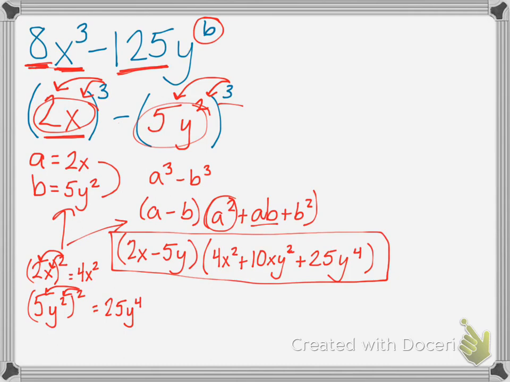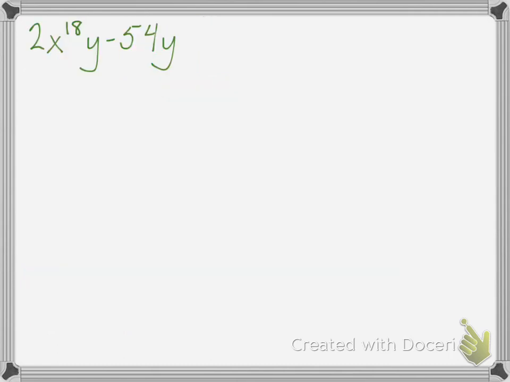Okay, all right, let's move on to the next one. All right, just like the previous ones, I gotta look and see what do they have in common. Well, between the 2 and the 54, I think I can take out a 2. Between x to the 18th and y, I can take out a y. What does that leave me with? It leaves me with x to the 18th minus, see if I take out a 2, that becomes 27, and the y goes away.